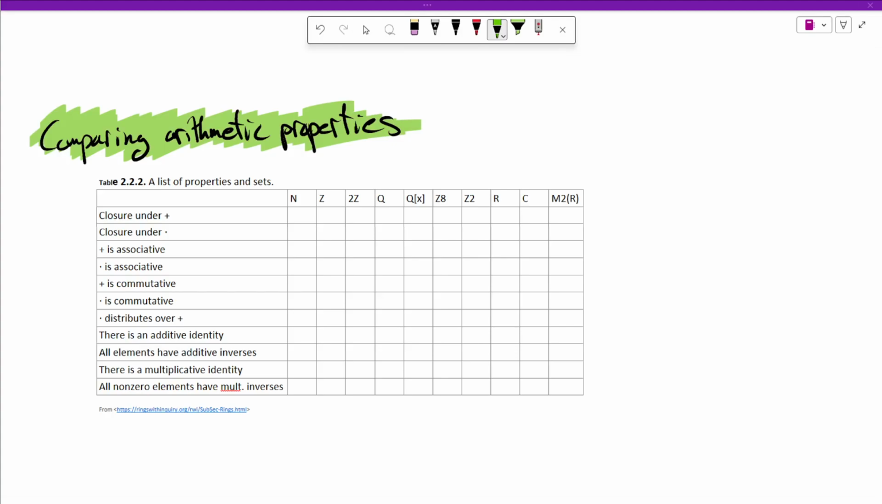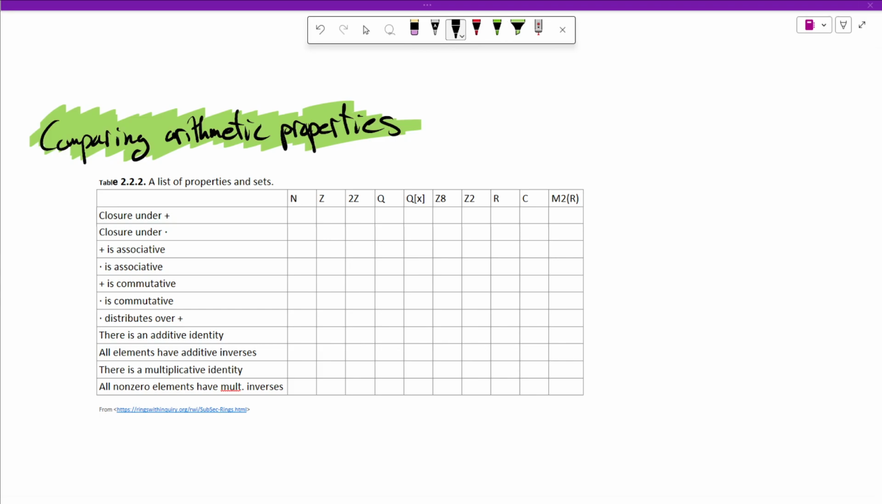Okay, after our deep dive into the polynomial ring, we're going to go back a little bit and just try to do a broad strokes overview of some common places where we have arithmetic. So arithmetic just means we can add and multiply. I just copied this directly from our book.